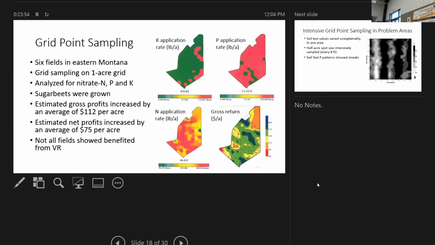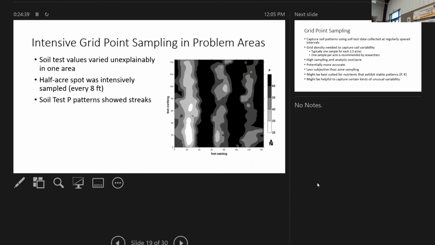Here are some of the things that they found. This was a 1 acre grid pattern that they used, and sugar beets were grown. They also grew corn. Estimated gross profits increased by an average of $112 per acre for the sugar beet crop, net profit 75. However, of all the fields that they did, not all of them showed these results. I'm talking with Dave Franzen over at North Dakota State University. He says they're having pretty good returns on variable rate application of N in the Red River Valley, so he's a proponent of it. And in particular, P and K could show some benefits as well. But certainly nitrogen is going to have a bigger impact if we can manage it correctly.